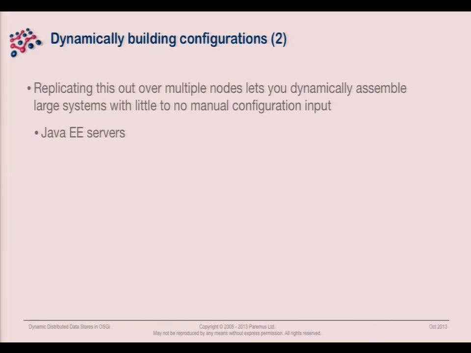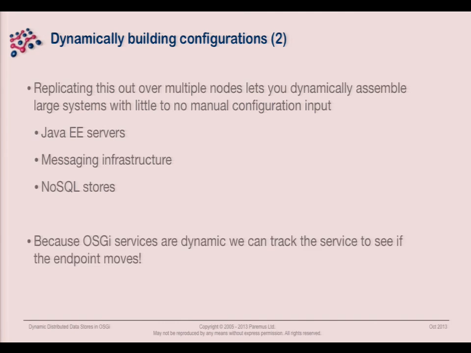So this works with Java EE servers, works with messaging infrastructure, and NoSQL stores. And because OSGi services are dynamic, we can actually even track this endpoint and say, okay, they've changed the URI, which means this service has moved, which means I'm going to need to reconfigure my system. Now that might mean that I can just change some configuration properties and not restart my process. It might mean that I need to take away my process guard completely and say, stop, bring up a new process guard and say, okay, here you go, here's the new configuration.